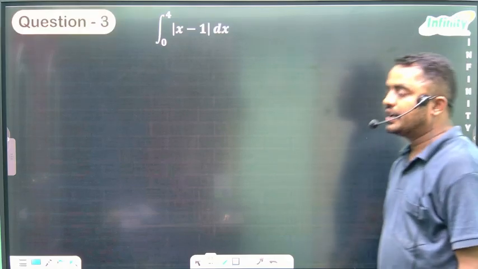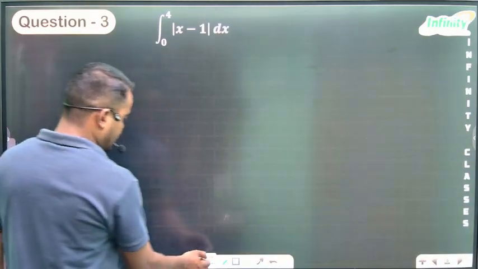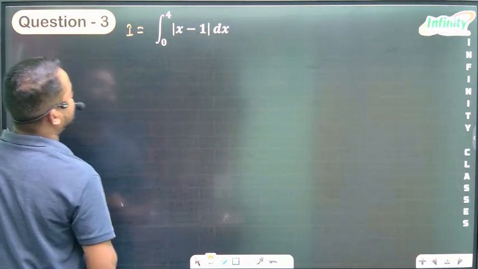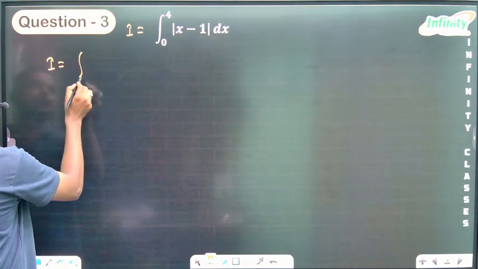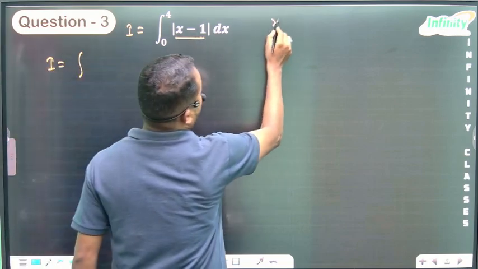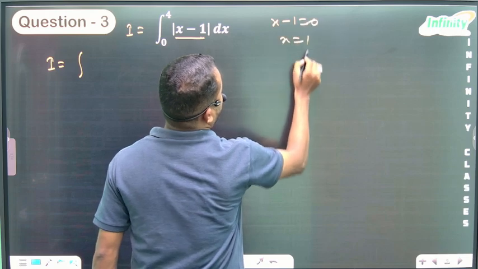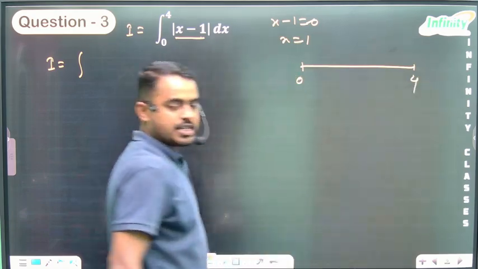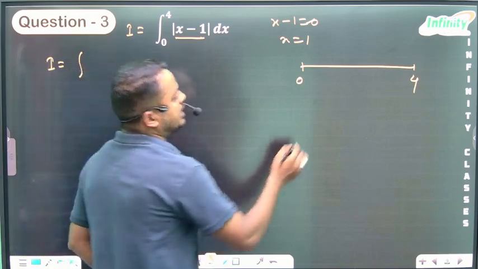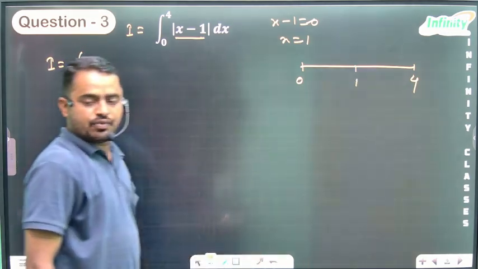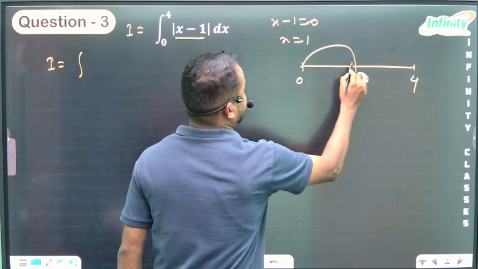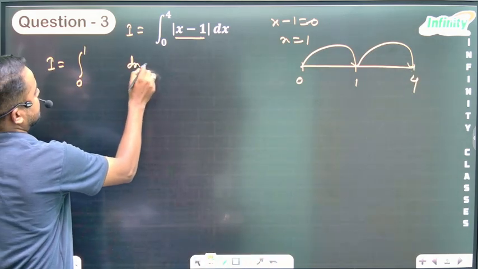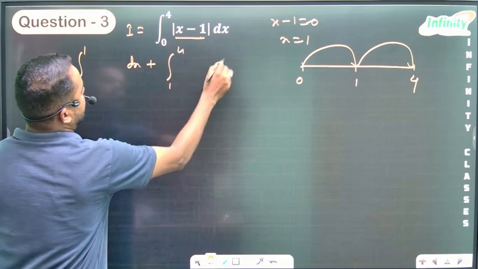Question number 3. Integration of 0 to 4. See here, I am writing here only I is equal to. Now applying the property, I is equal to 0 to, what is the critical point here, x minus 1 is equal to 0 and x will be 1. So I am applying the concept of breaking of limit, that is 0 to 4 is our actual limits. After breaking this, applying the property, 1 lies between 0 and 4. So 0 to 1 dx plus 1 to 4 dx.